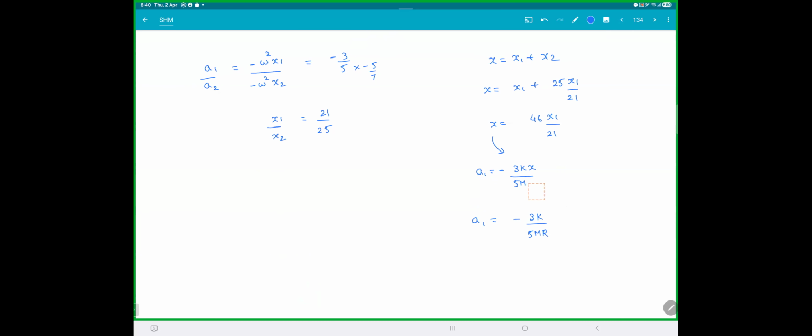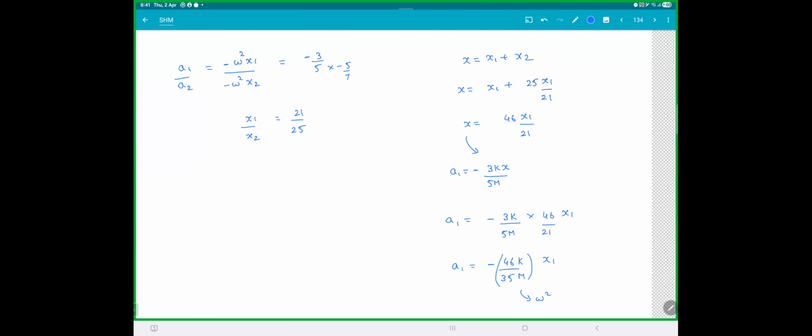46 x1 by 21. So we get a1 is equal to minus 46 by 35 k by m x1. There. That is your omega square. You can do the same thing with x2 also. You will get the same answer. You will get the same time period. That's your omega square and you're done. Therefore, the time period will be 2 pi root over 35m by 46k.